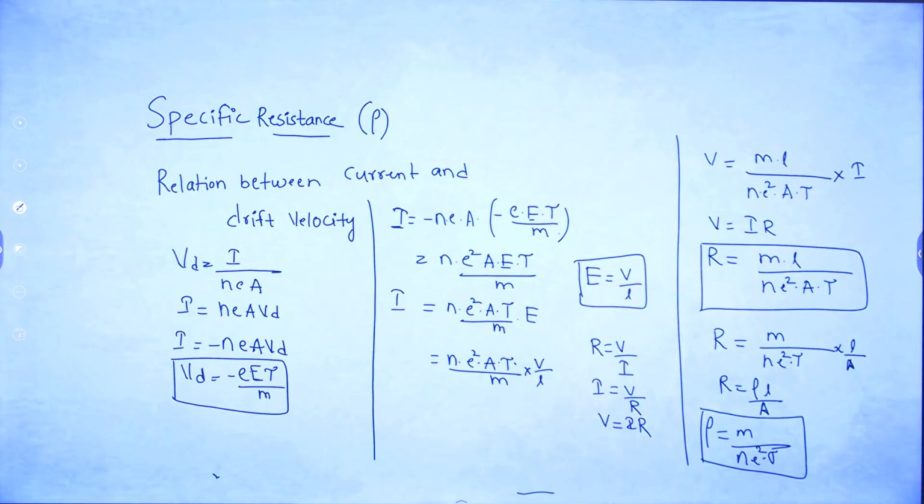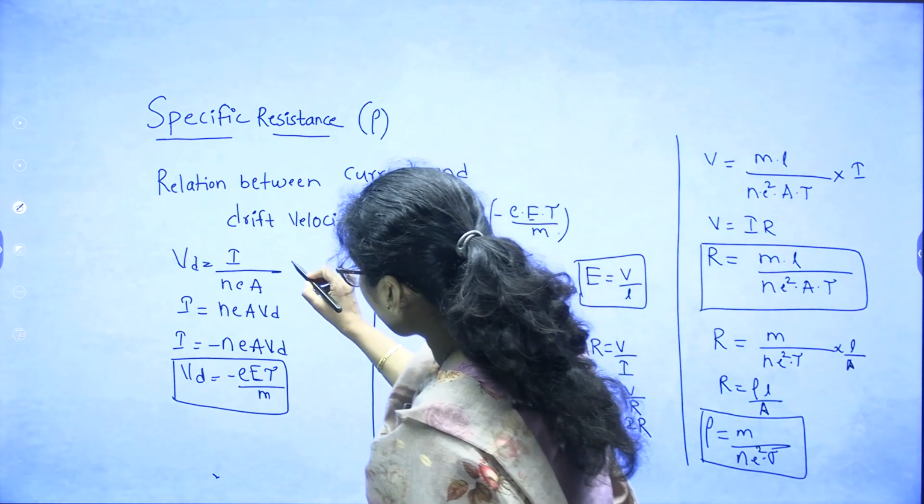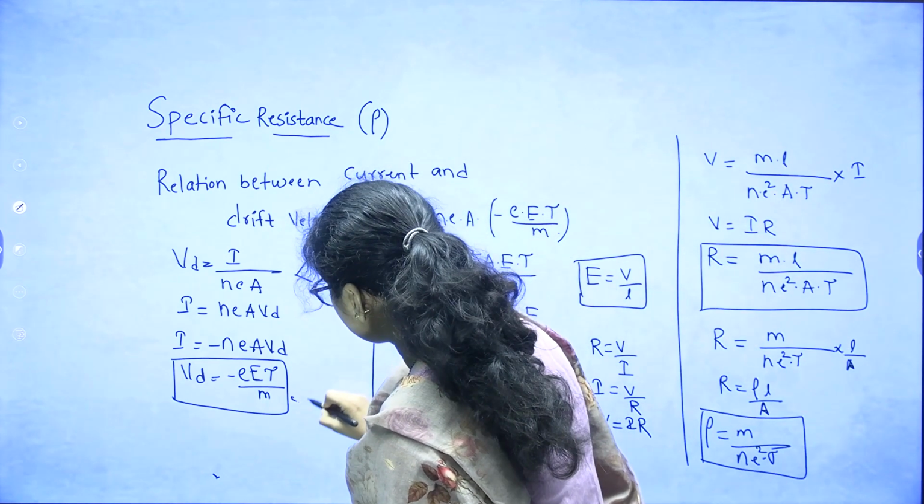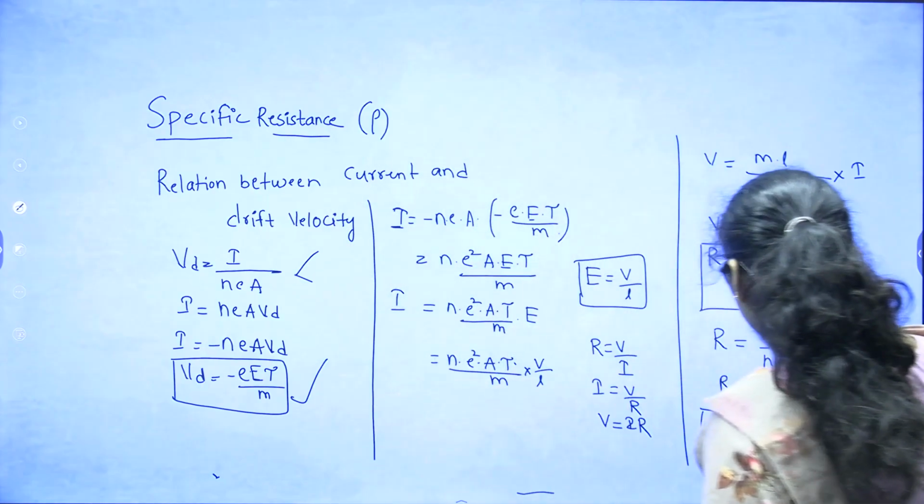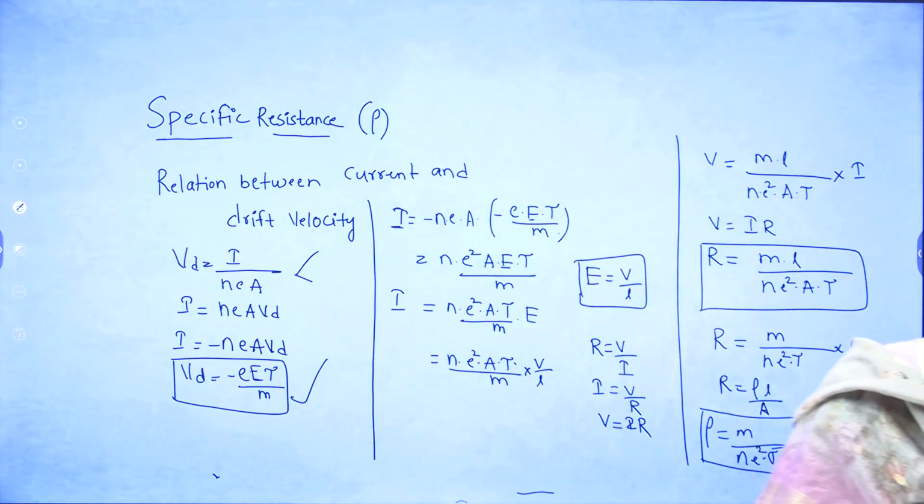Now, what is m? We'll see each and everything. Every formula is very, very important. If you know this formula and this relation, you can derive all the relations. Clear?